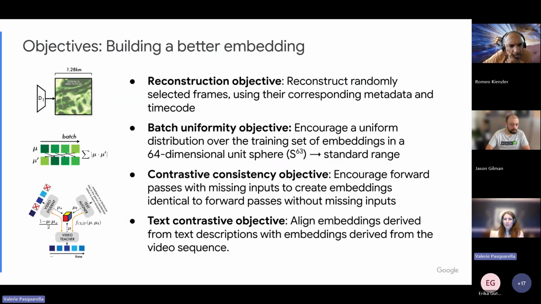I figured for this group, maybe go a little bit into the other objectives here. So I already mentioned reconstruction. That's just randomly selected frames, and we use both the sensor metadata and time codes as part of the reconstruction path there. But because we really wanted to focus on embeddings as the output and a directly usable output of the model, we also have these additional objectives. We have the batch uniformity objective, which allows us to ensure the embeddings are well distributed over our unit sphere. And really at the end of the day, this just makes sure we have a standard range and everything is situated on this unit sphere.